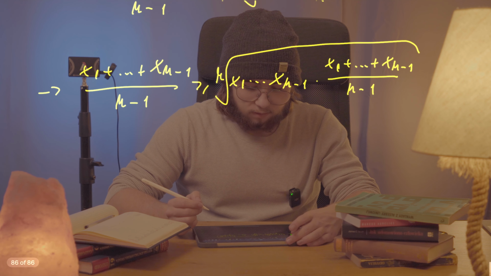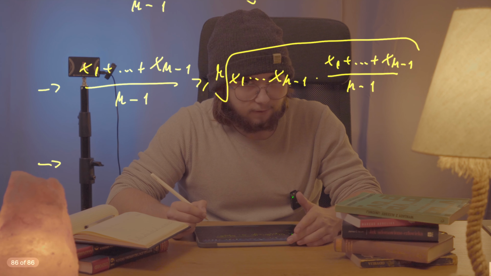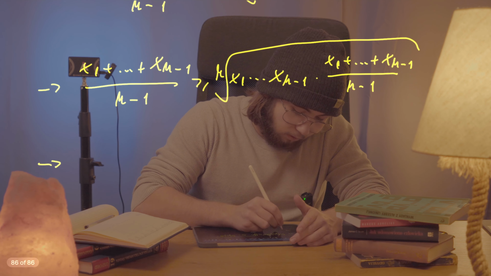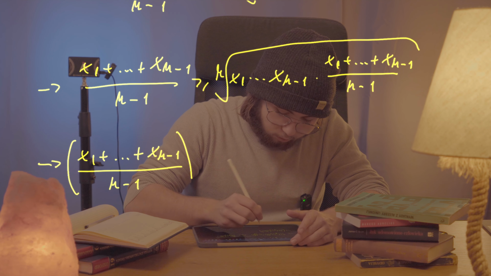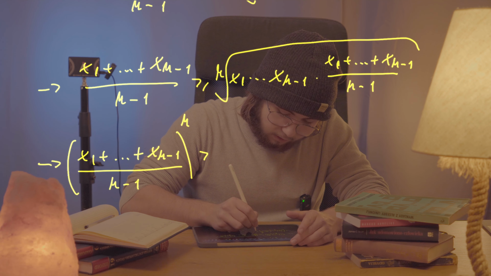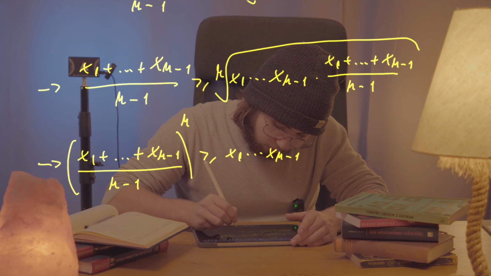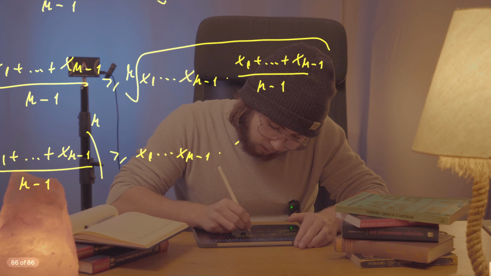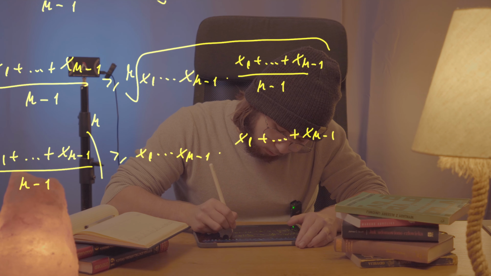But what can we do now? We can raise both sides of this inequality to the kth power, and there will be no problem in doing that. So the arithmetic mean of those k minus 1 numbers, all divided by k minus 1, everything to the power of k, is greater than or equal to the product of the k minus 1 numbers multiplied by the arithmetic mean of the k minus 1 numbers.